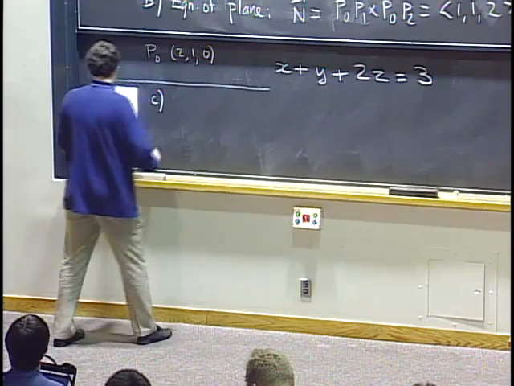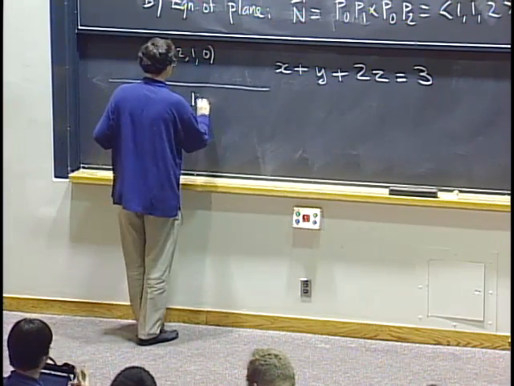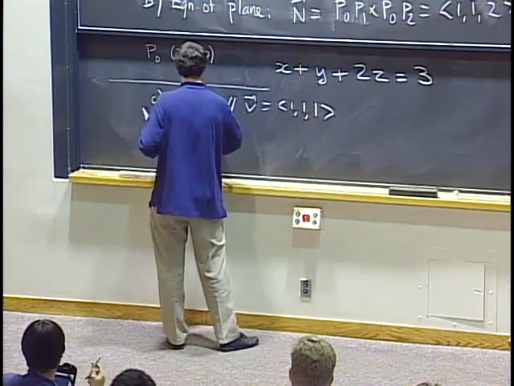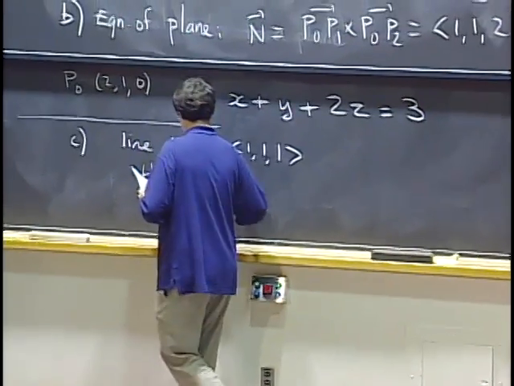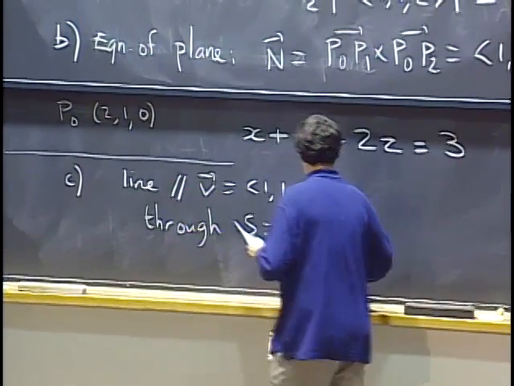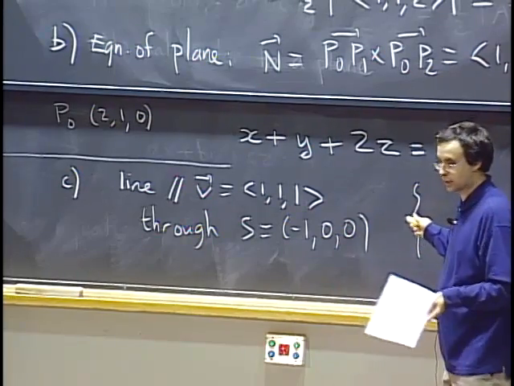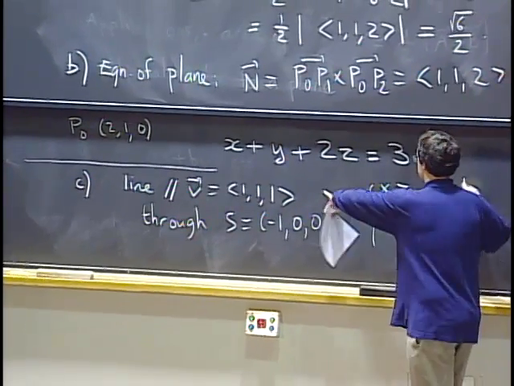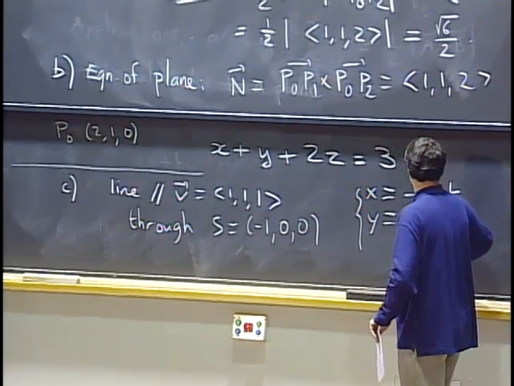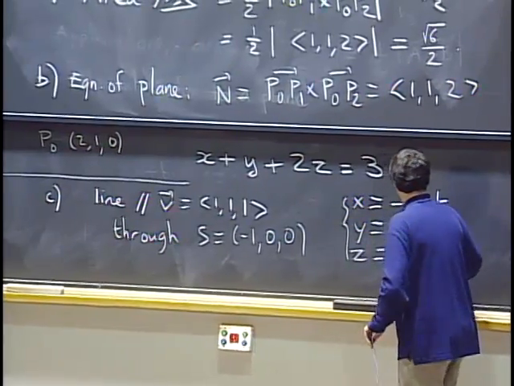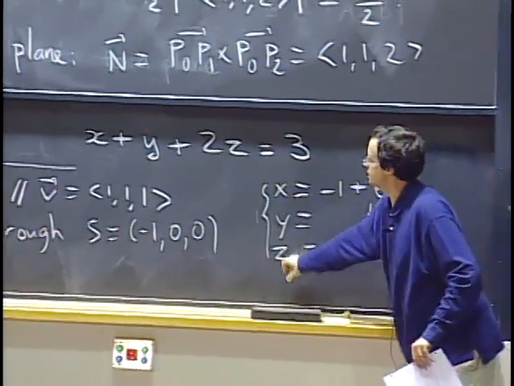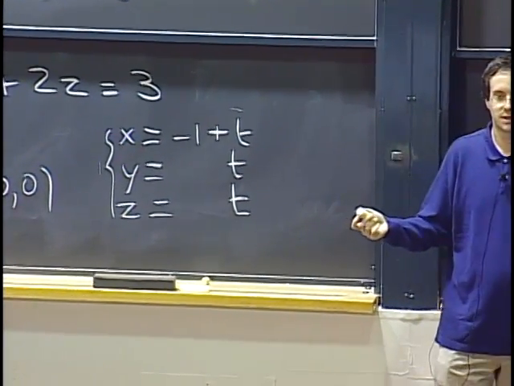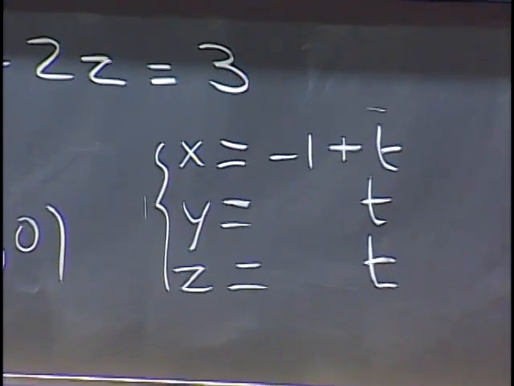And then the third part, so we have a line parallel to the vector v equals 1, 1, 1 through the point S, which is minus 1, 0, 0. That means you can find its parametric equation. So x starts at minus 1, increases at rate 1. Y starts at 0, increases at rate 1. Z starts at 0, increases at rate 1. You plug these into the plane equation, and that will tell you where they intersect. Is that clear?